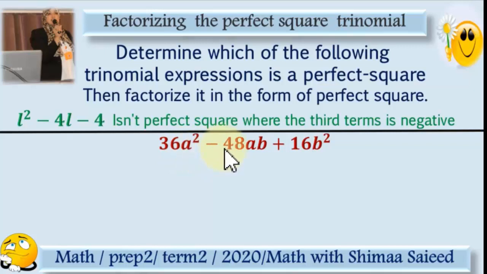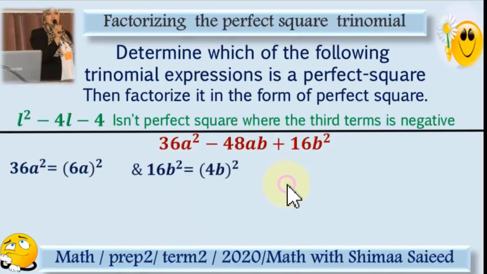36a power 2 minus 48ab plus 16b power 2. Okay, the first term is a perfect square because 36a power 2 equals 6a times 6a. 16b power 2, which is the third term, is a perfect square because 16b power 2 equals 4b times 4b. What about the middle term? When we multiply 6a by 4b by 2, we will have 48ab. So this expression is a perfect square trinomial.